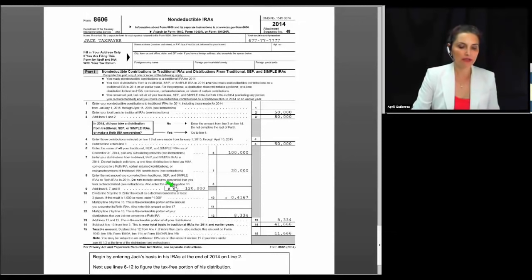And then we determine what percentage $50,000 is out of 120. So we're going to divide $50,000 of cost basis into the $120,000 account balance. And when we do that, we get 41.67%.